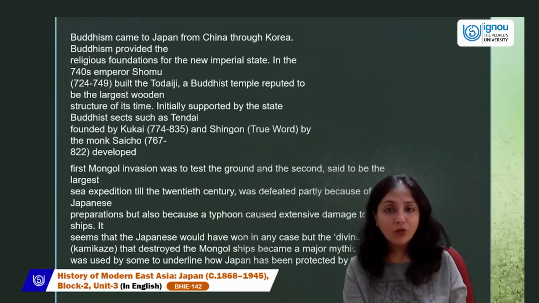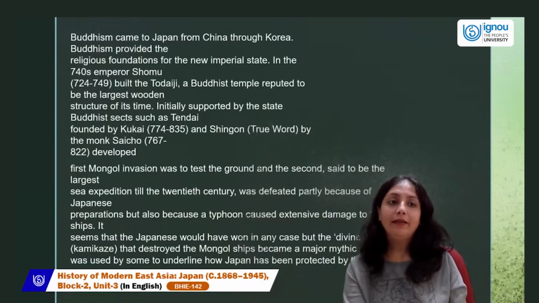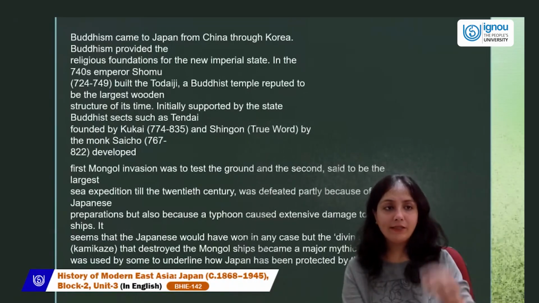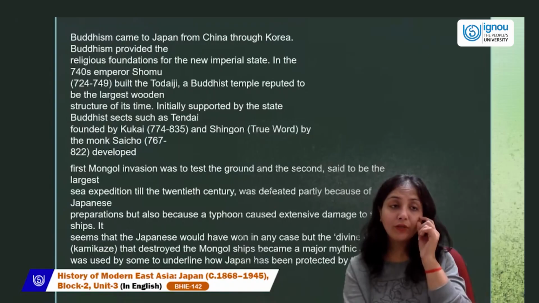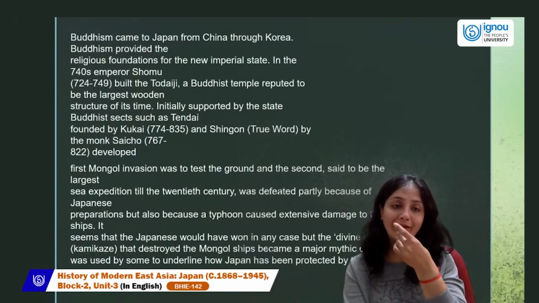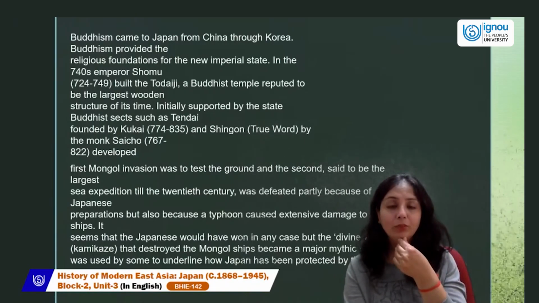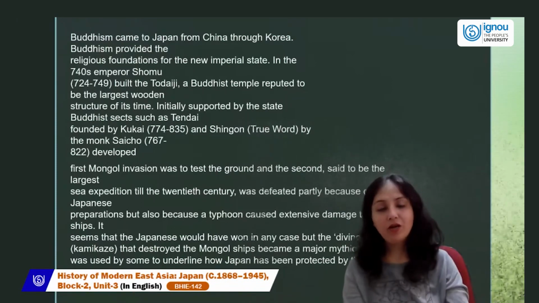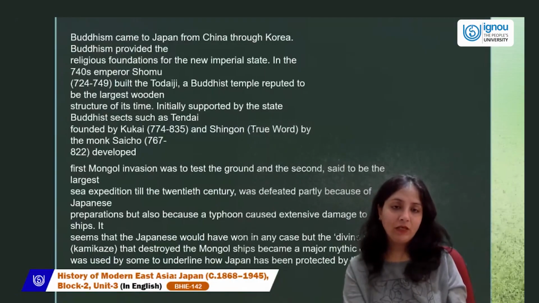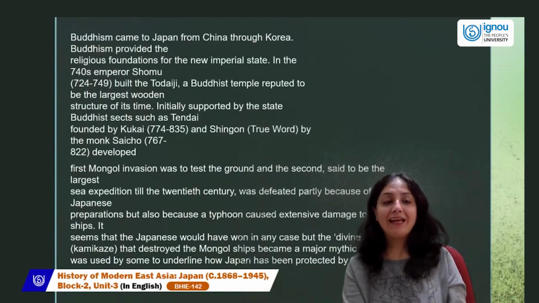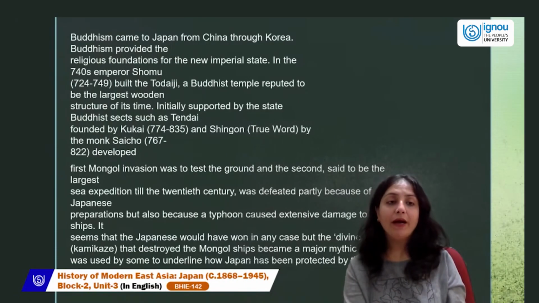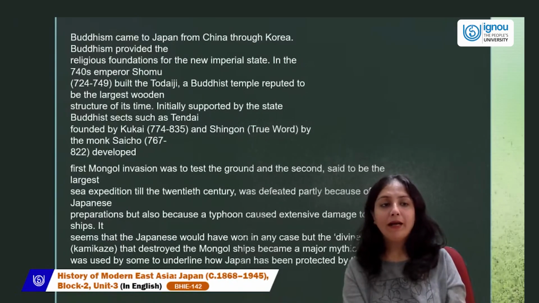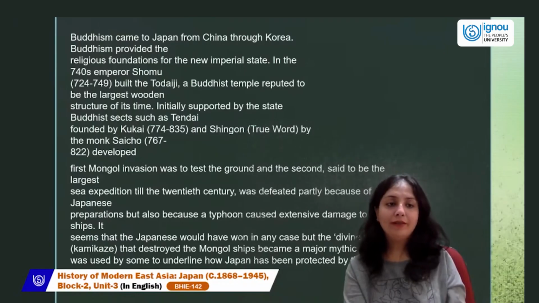That is very important to all of you. The Emperor Shomu, 724 to 749, built the Todaiji. Todaiji was a Buddhist temple that was the largest wooden structure of its time. Initially supported by the state Buddhist sects such as Tendai, founded by Kukai, and Shingon by the monk Saicho.